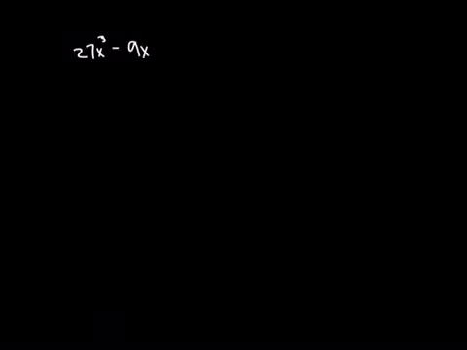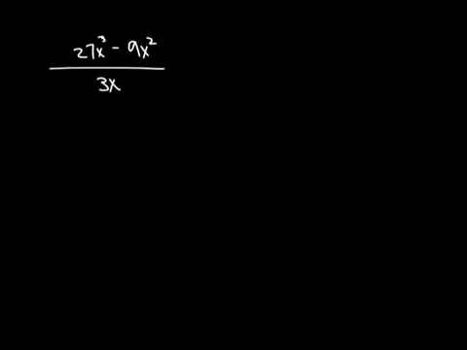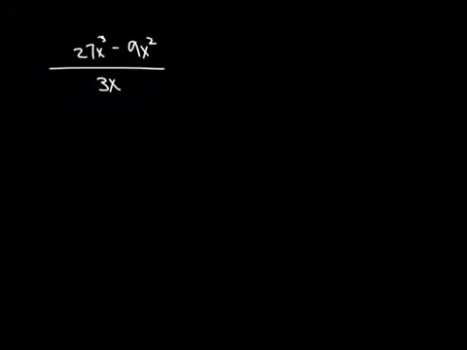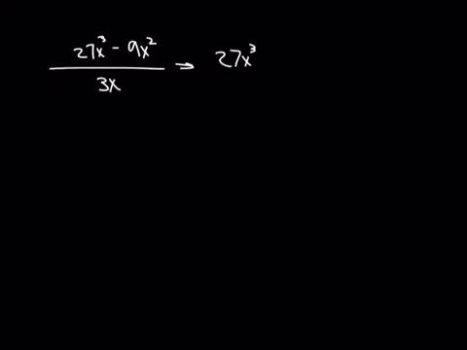So example 3 says, find the quotient of 27x cubed minus 9x squared divided by 3x. So again, I'm going to split these up. And always remember to put that sign here. That sign will always be your second term.